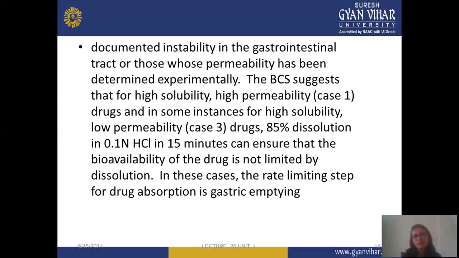In this, 85% dissolution is observed in 0.1 normal HCl in 15 minutes. Mainly for class 1 and class 3 drugs, we use 0.1 normal HCl, and 15 minutes is required to perform this study. And this is also rate limited for dissolution. In case of the rate limiting step for absorption, gastric emptying, this rate limitation depends on the gastric emptying time.